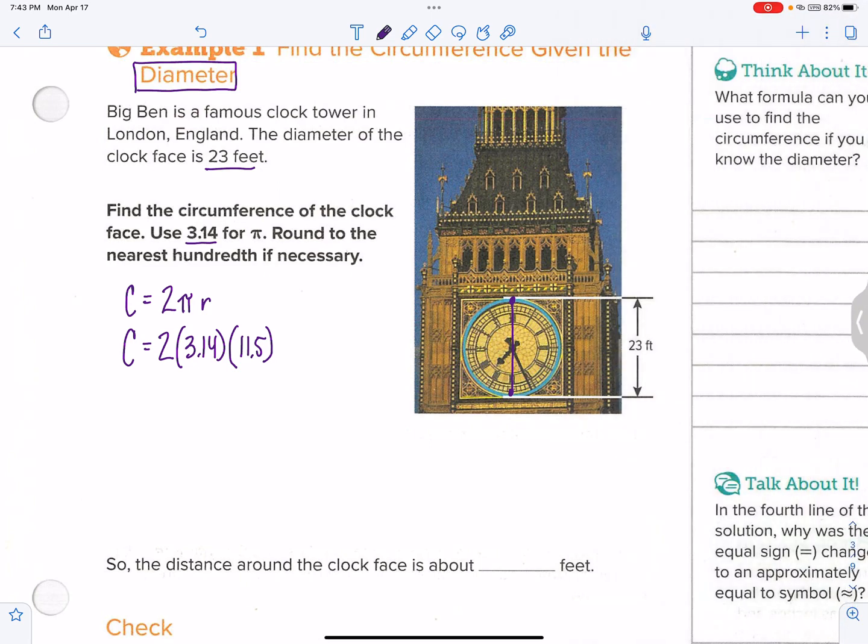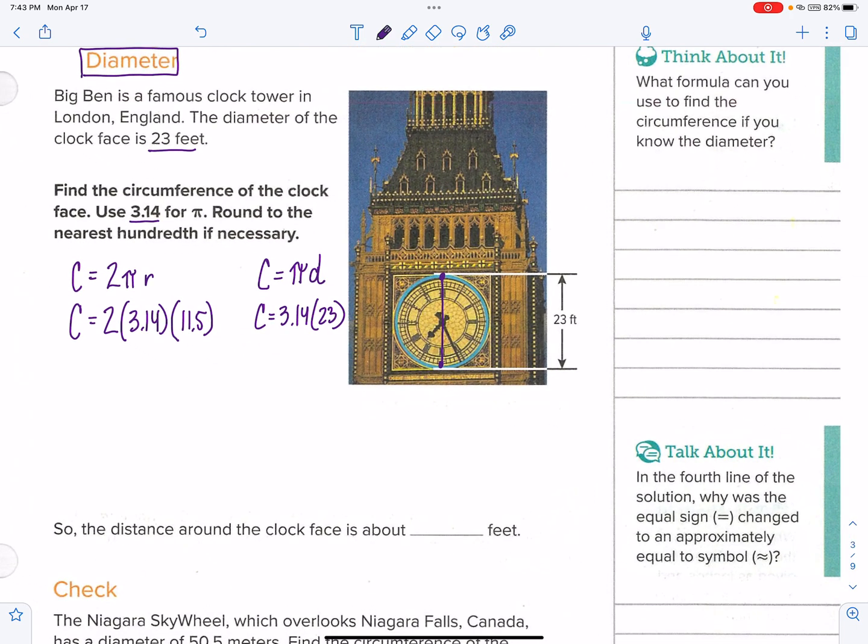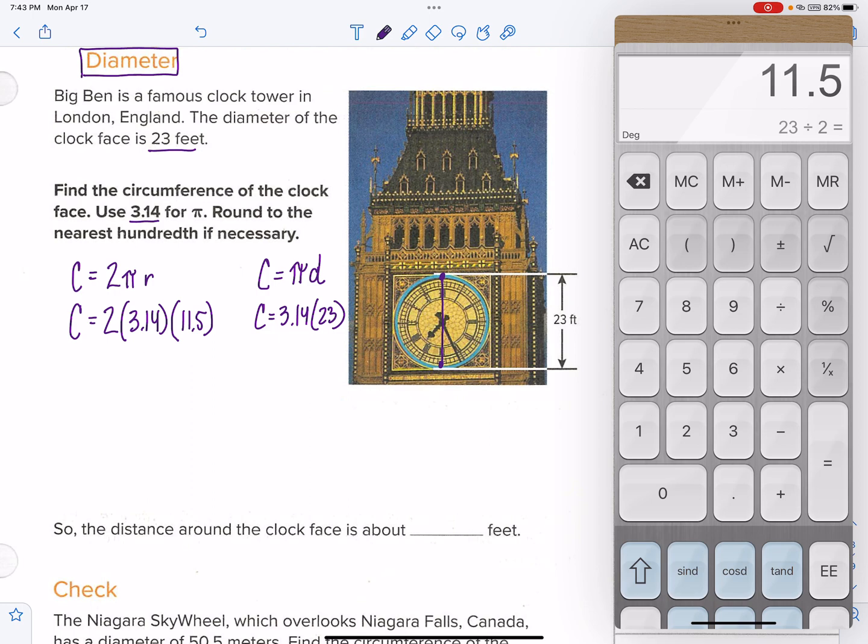You also, though, remember we know that circumference is pi times diameter. So we could say circumference is 3.14 times the 23. Both of these are the same. Let's go ahead and calculate them out. Order of operations says we're going to do from left to right, but we know because of commutative it doesn't really matter. Let's go ahead and do 2 times 3.14 equals, and then times 11.5, and that tells us our circumference equals 72, and it says round to the nearest hundredth, so 2.